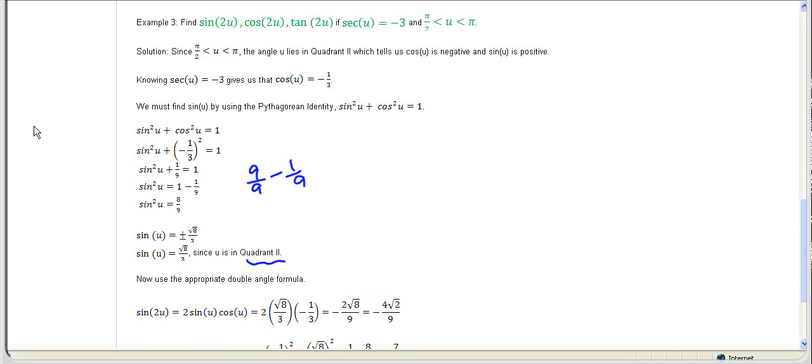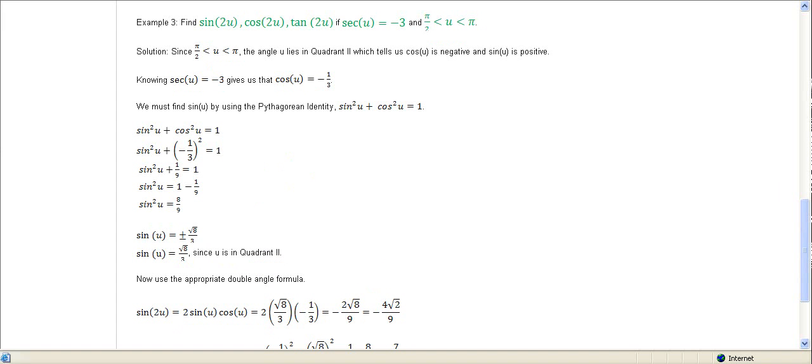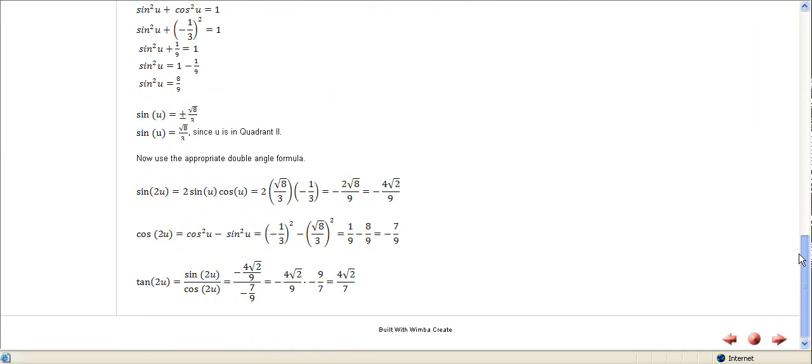So our sine of 2u is 2 sine u cosine u. So 2 times the square root of 8 over 3 times -1/3. Multiplying the numerators and denominators gives us -2 times the square root of 8 over 9. And then you can simplify the square root of 8 to be 4 times 2, which is really 2 times the square root of 2, times that coefficient of 2 is 4 times the square root of 2 over 9.